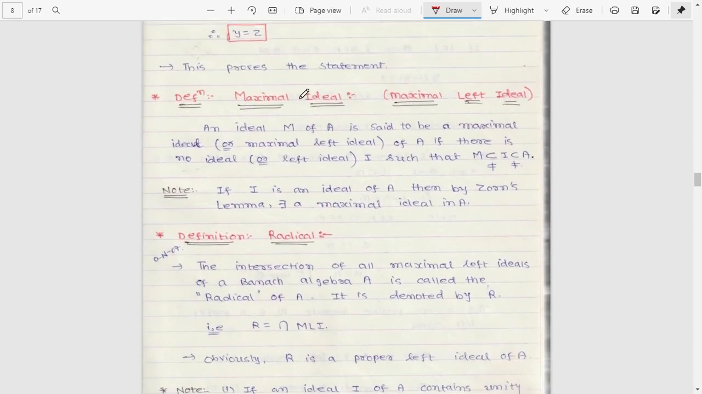Now definition: maximal ideal. An ideal M of A is said to be a maximal ideal or maximal left ideal of A if there is no ideal I such that M is a proper subset of I, and I is a proper subset of A. Note: if I is an ideal of A, then by Zorn's lemma there exists a maximal ideal in A.